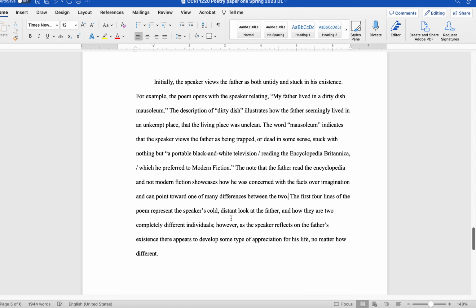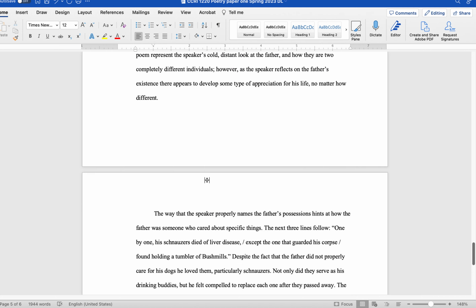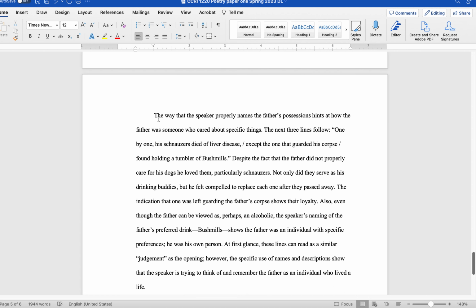However, as the speaker reflects on the father's existence, there appears to develop some type of appreciation for his life, no matter how different. See, I'm moving. And if you're talking about the poem, spend each body paragraph talking about a few lines. Here's the next body paragraph.